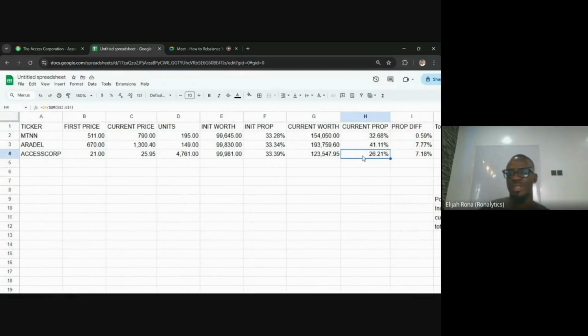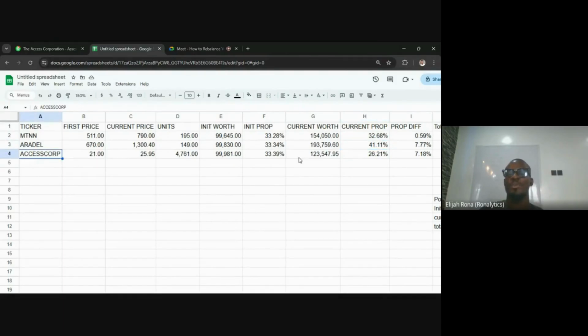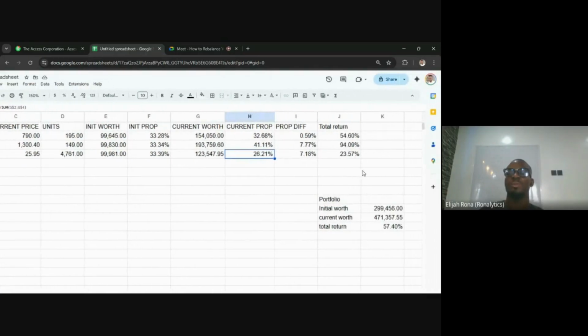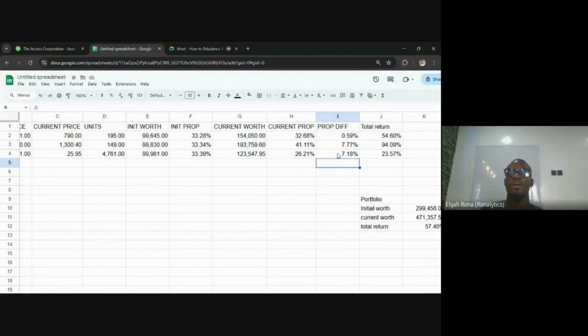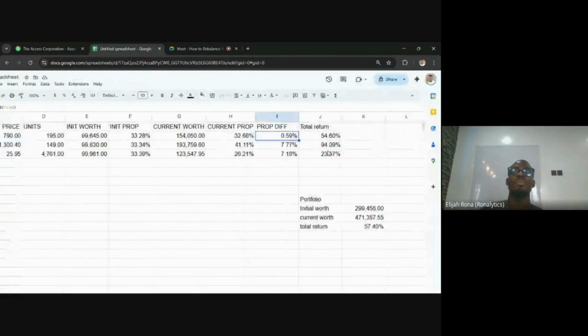So what are we observing here? MTN is like the average, right? Then Aradel's proportion significantly skyrocketed. Then Access Corporation's proportion significantly reduced. So Aradel increased by around 8%. Access Corp decreased by around 8%. Then MTN decreased by around 0.5%.